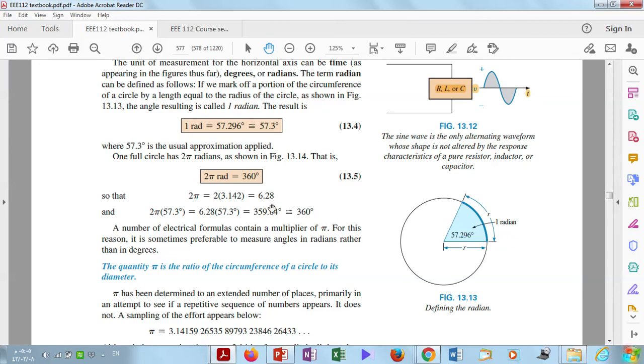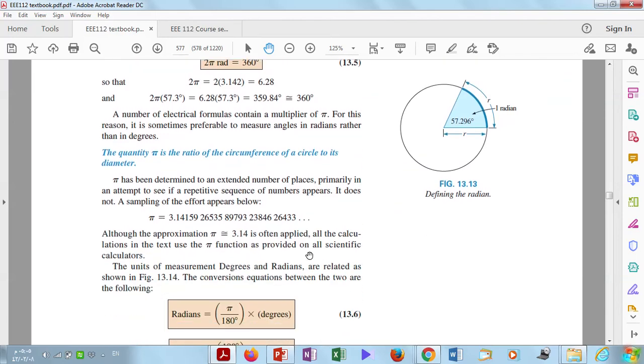6.28 radians. When you are dealing with your calculator, be sure you set it to degree or radian, depending on your question. Okay, don't forget. The quantity pi is the ratio of the circumference of a circle to its diameter.